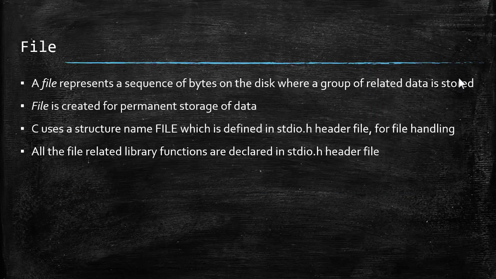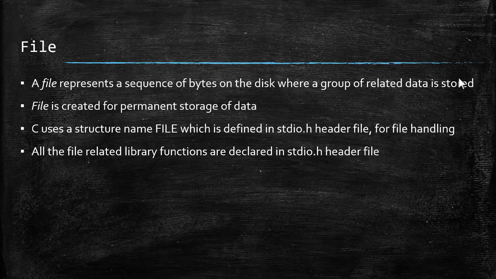So what is a file? A file represents a sequence of bytes on the disk. Disk means the hard disk, where a group of related data is stored. A file is created for permanent storage of data. As it is stored in the hard disk, the main purpose is to make the data permanent.